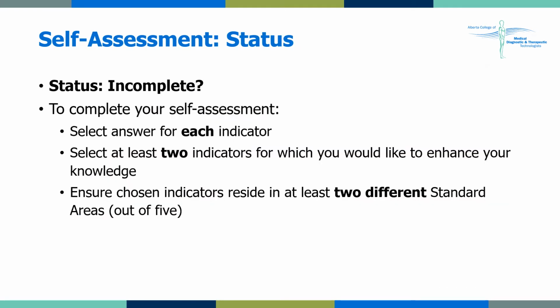One question we often receive at the college is, why does it show that my self-assessment is not complete? There are a few reasons why this may be the case. First, ensure you have selected an answer for every indicator in all 5 standard areas. Next, make sure you have selected a minimum of 2 indicators for which you would like to enhance your knowledge. And finally, ensure that the indicators for which you have chosen to enhance your knowledge reside in at least 2 different standard areas.